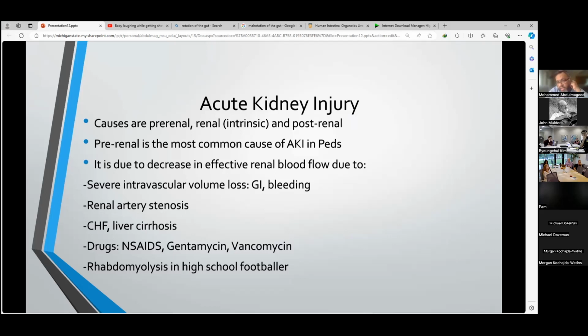And finally, in high school footballers, rhabdomyolysis with a myoglobin release from the muscles will obstruct the kidney tubules and cause acute kidney injury. And we see it a lot. Treatment is just give a lot of fluids to induce diuresis and get rid of all the myoglobin.